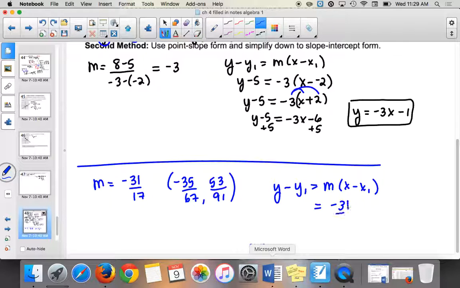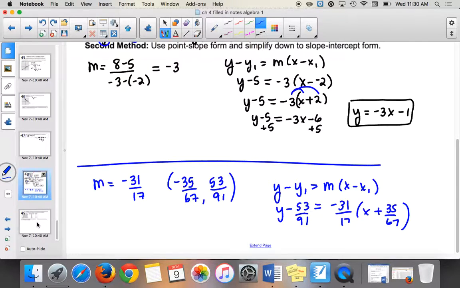We can write negative 31 over 17, x minus an x1, so plus 35 over 67, and then y minus 53 over 91. So there is a whole point, like there's a reason why teachers teach you this form, right? But for you right now, it's not really super important that you know this, okay? So don't freak out if you can't memorize it and you have trouble with this. All right.